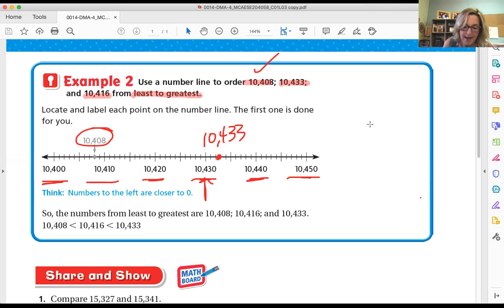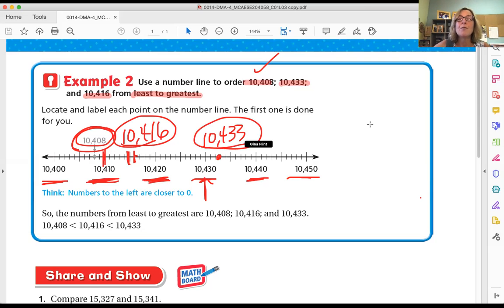Well, I can see that here's 10,410 and 10,420. So 16 would fall between them. So I would think I would count up 6 spaces from here. And let's see, I think that's 5 right there, 6 right here. So 10,416. And so now you can see that the numbers are in order from least to greatest. This is least, this is more than that, and this is the greatest of all 3.